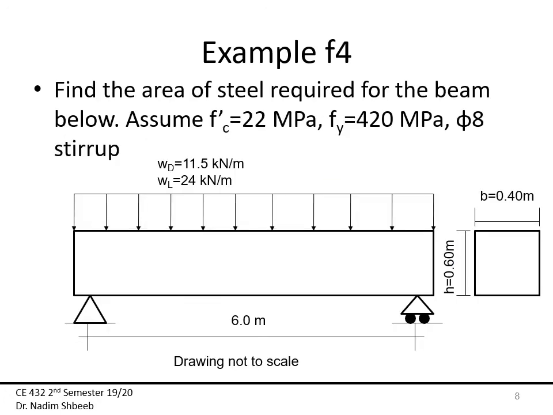In this example, I'm just going to use the raw equation that I found just before. I want to find the area of steel required for the beam below. I'm assuming F prime C 22 megapascal, Fy 420. I'm using phi 8 stirrups. Here H is given, it's 600 millimeters, and B is given, 400 millimeters. I'm giving you the dead load of 11.5 and the live load of 24 kilonewton per meter.